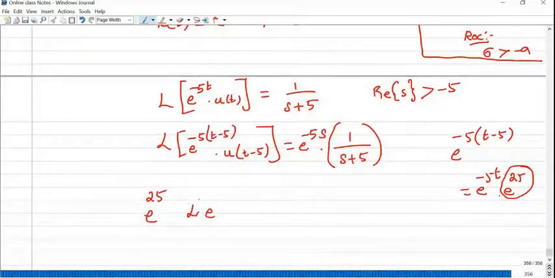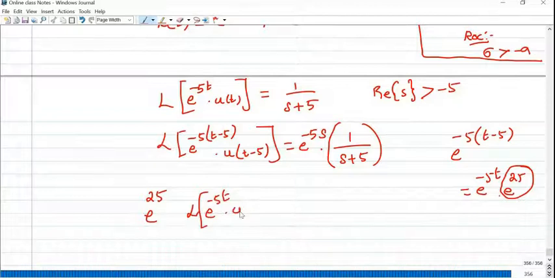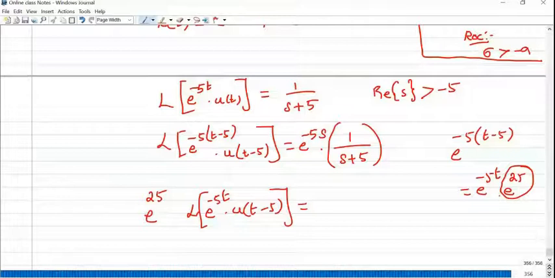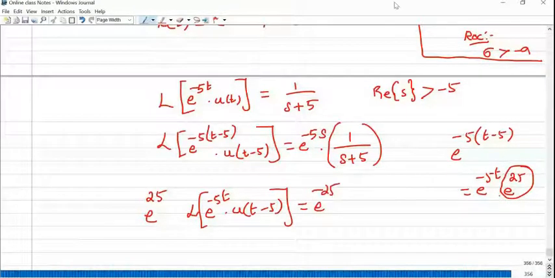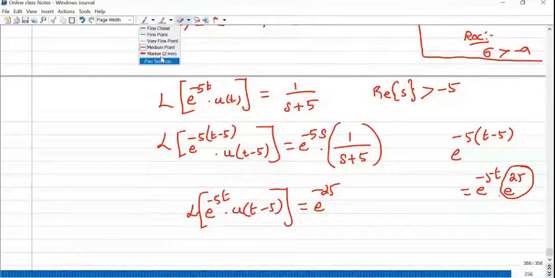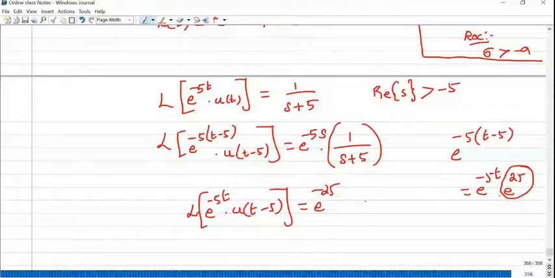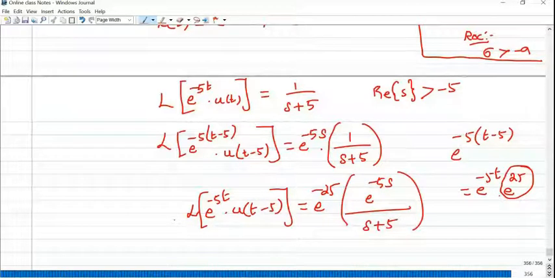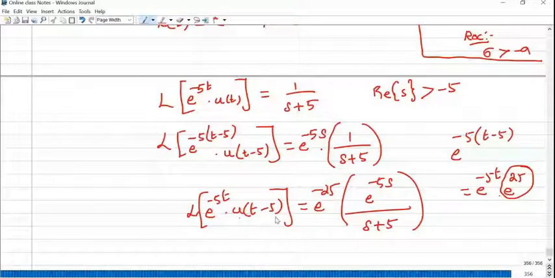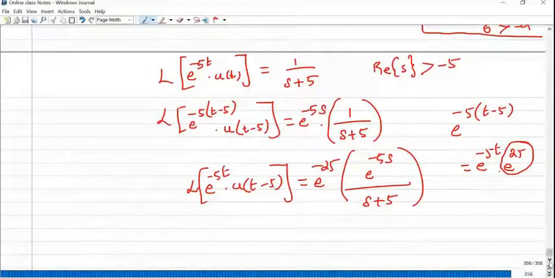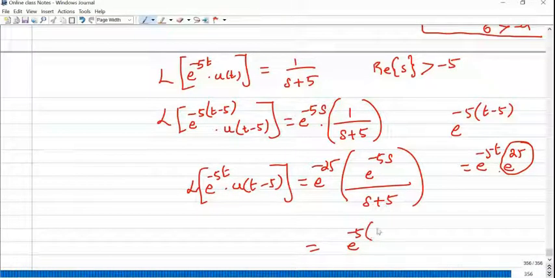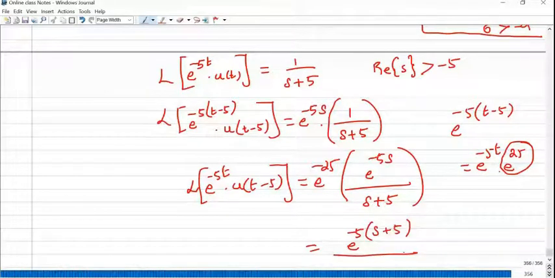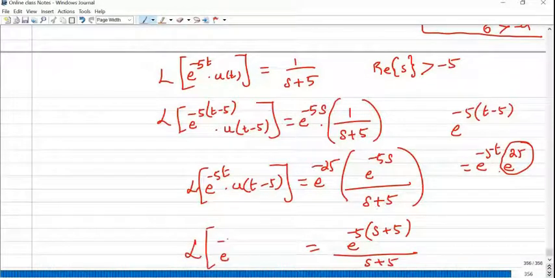So e power 25 is a constant. So the Laplace transform of e power minus 5t times u of t minus 5: if this e power 25 goes to the right side, then e power minus 25 into e power minus 5s divided by s plus 5. This is your result for the Laplace transform of e power minus 5t u of t minus 5. Further, you can simplify this by taking e power minus 5 outside, so e power minus 5 (s plus 5) divided by s plus 5.